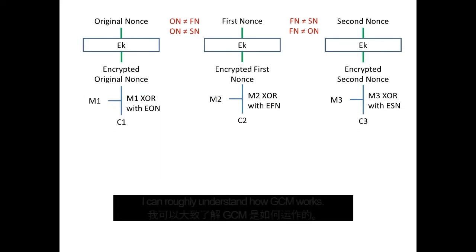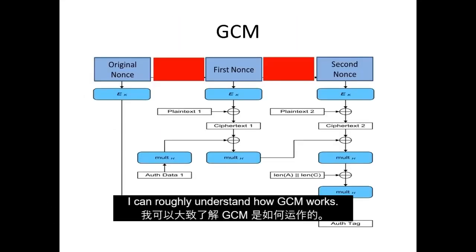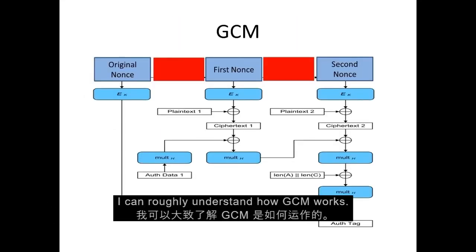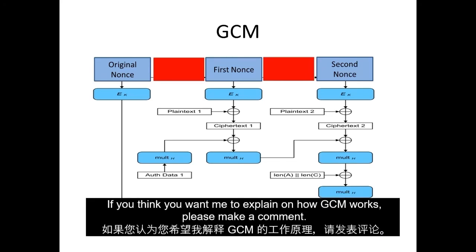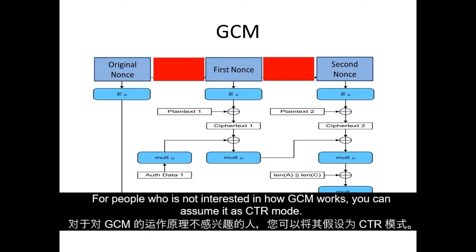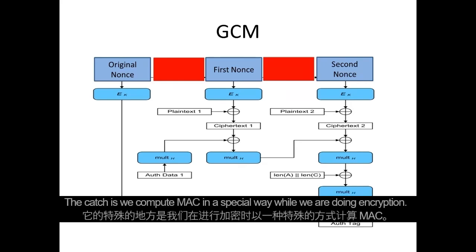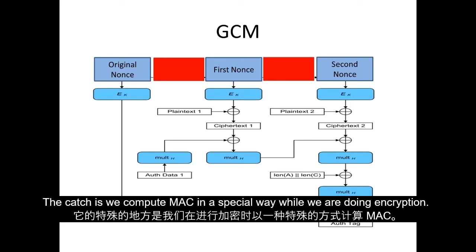I can roughly understand how GCM works. If you think you want me to explain how GCM works, please make a comment. For people who is not interested in how GCM works, you can assume it as CTR mode. The catch is we compute MSC in a special way while we are doing encryption.